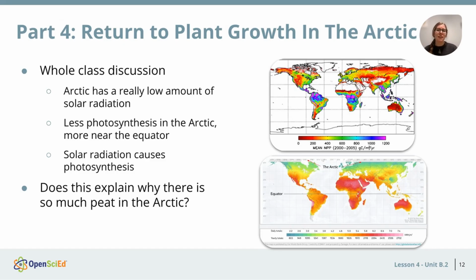Students are going to figure out that the Arctic has a really low amount of solar radiation currently, that means there is less photosynthesis in the Arctic, and that there's more photosynthesis happening near the equator. And then they're making that connection that solar radiation causes photosynthesis, that you can't have photosynthesis without solar radiation. And if you don't have photosynthesis, you don't have plants or plants growing. And then, does this explain why there is so much peat in the Arctic today? And a lot of my students are always saying, no, it doesn't. If we know that solar radiation causes photosynthesis, why is there so much peat in the Arctic?